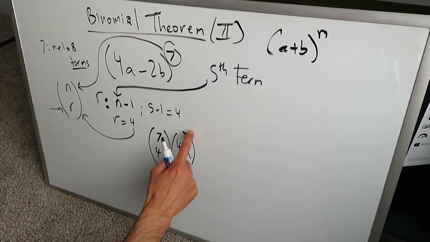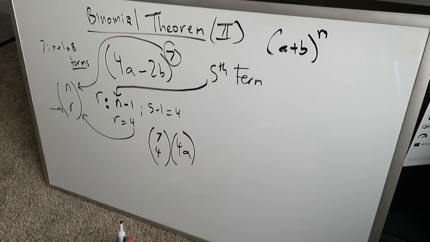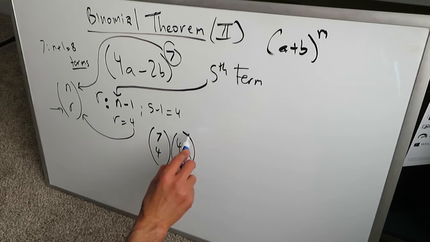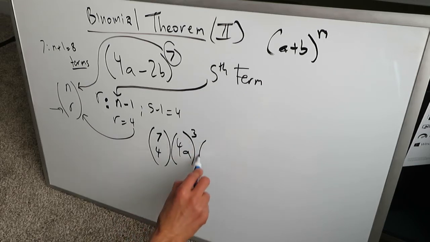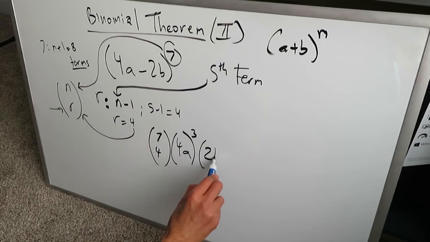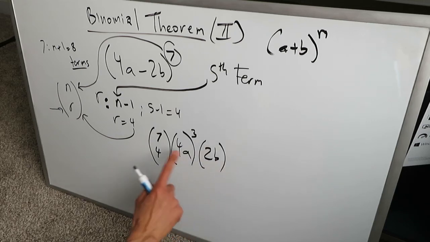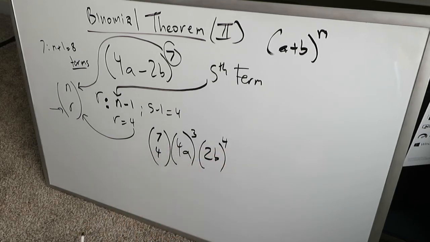But remember, the exponent here is always what? It's always n minus r. 7 minus 4, n minus r. And the next term here is a 2b. And the exponent of this second term is always r. You just take that number and you put r over here.